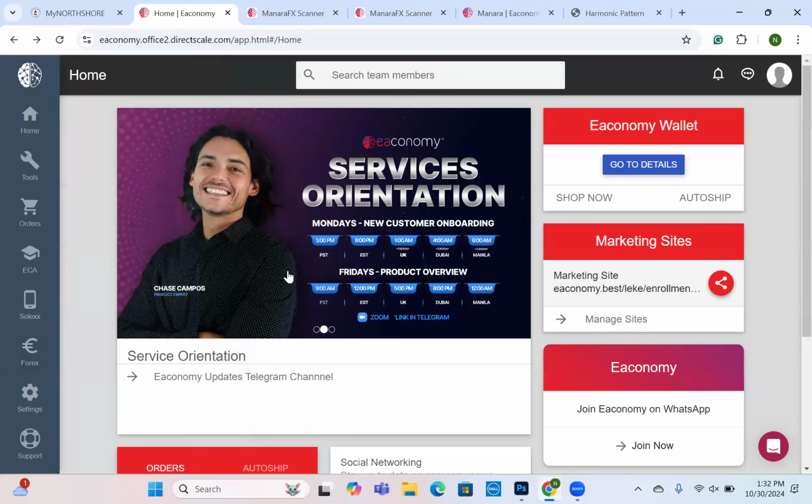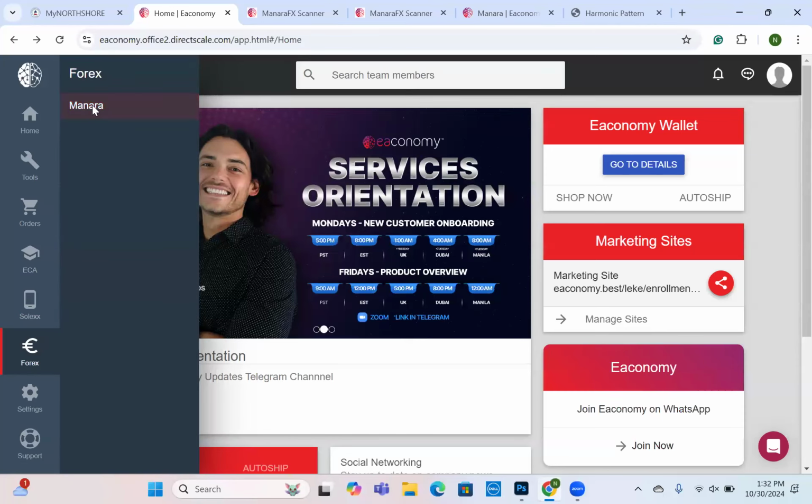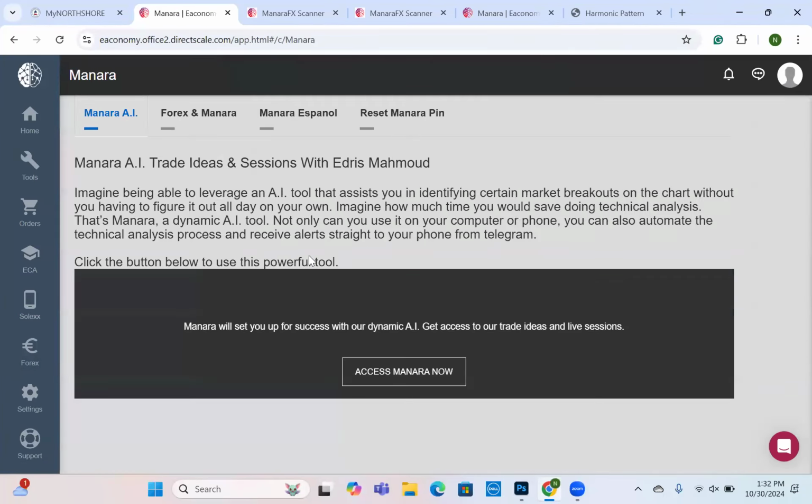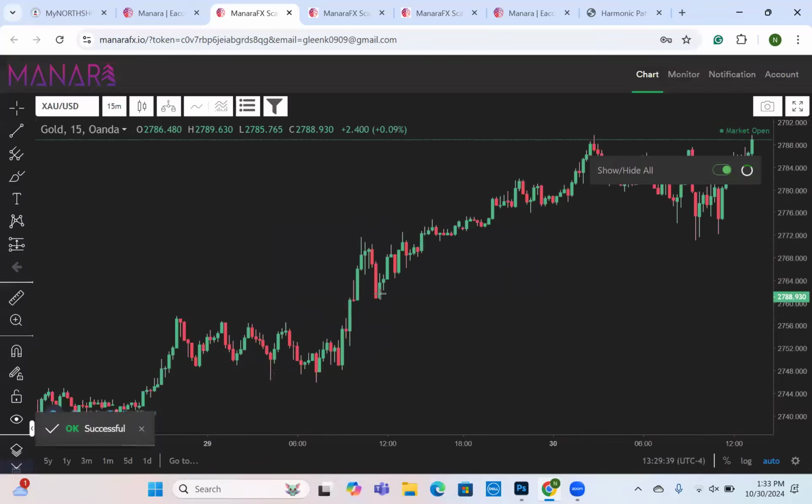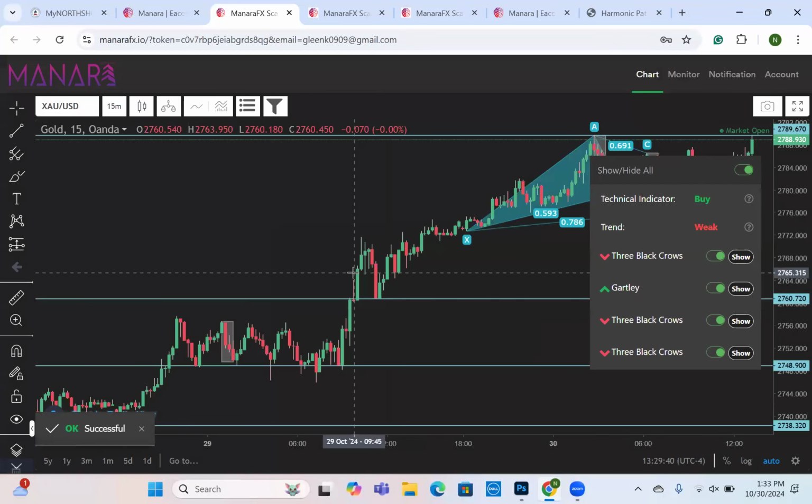So you click on Forex, please. Then you click on Manara. Then you click on Access Manara now. Now, when you click on Access Manara now, this pin authentication is going to pop up, right?